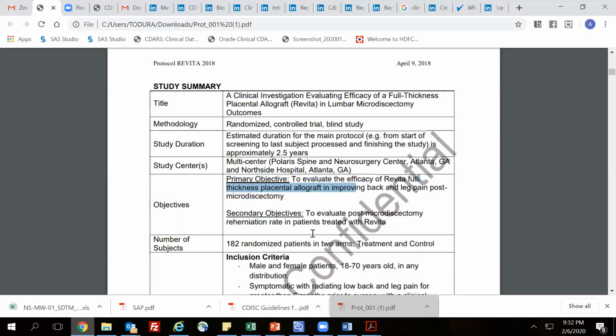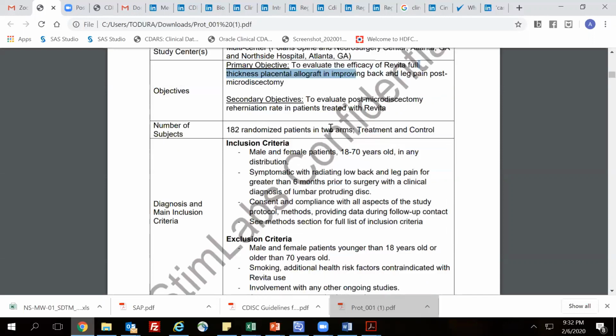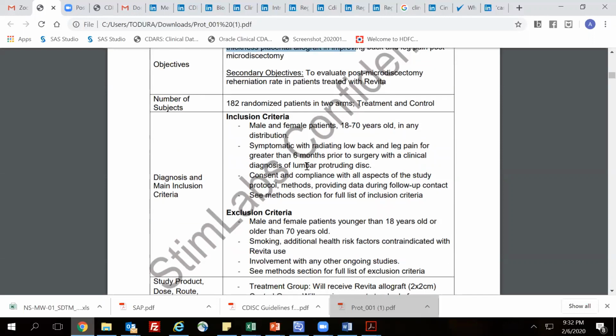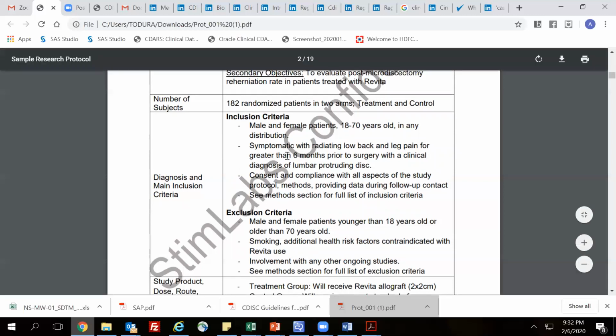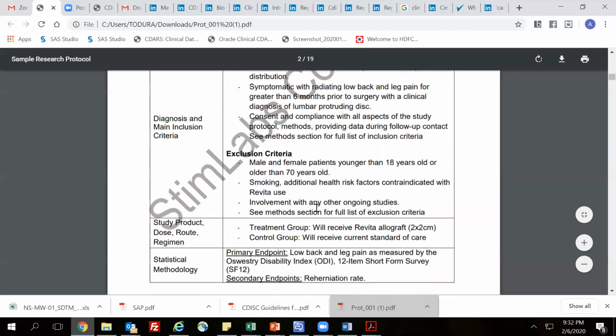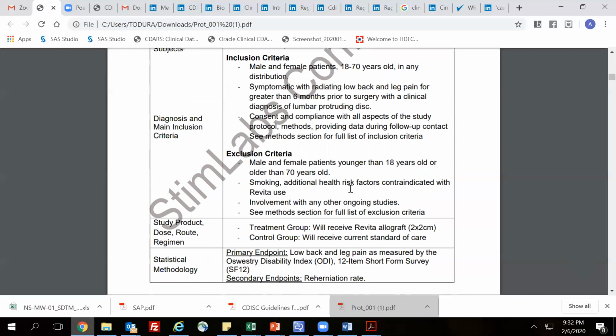Then inclusion and exclusion criteria. What are the inclusion criteria? There will be some, like male or female of a particular age, who should not have some medical disorder. All of that will be mentioned in the inclusion criteria. And then the exclusion: see, they have written here, smoking, additional health risk factors. They don't prefer such people, so that they will know how the drug is interacting with the body system. They have specific rules, like smokers and other risk factors, which they won't accept.